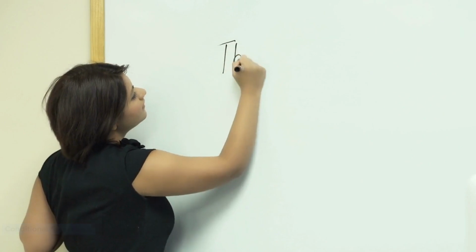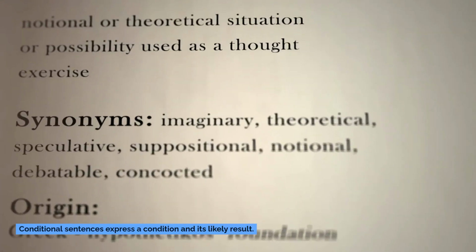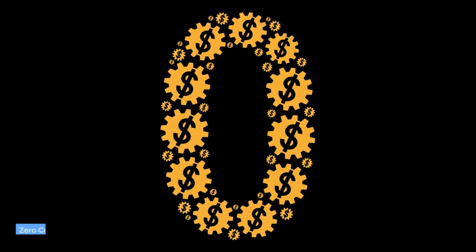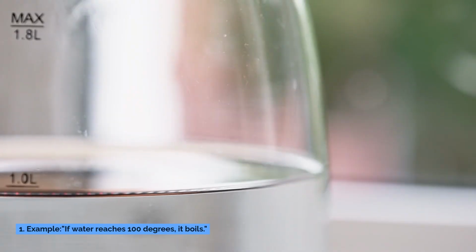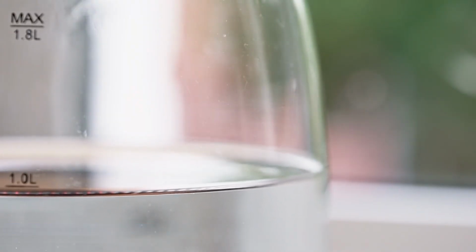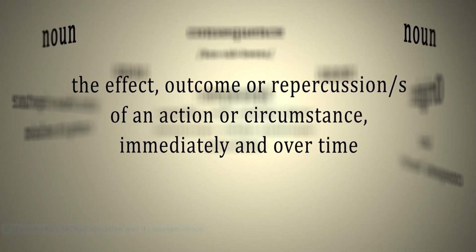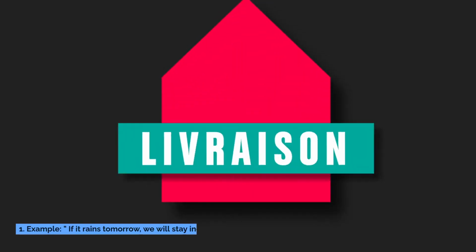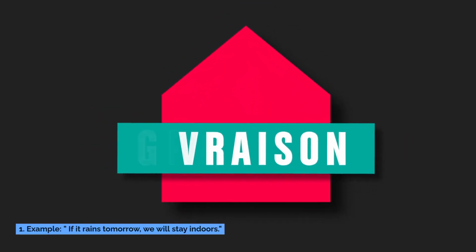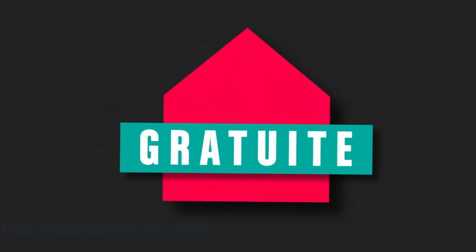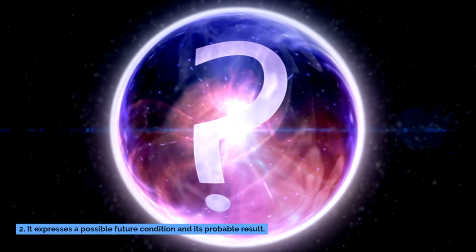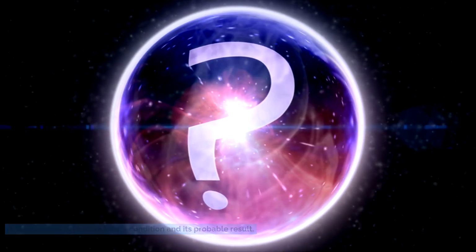Conditional sentences. Conditional sentences express a condition and its likely result. Zero conditional. 1. Example, if water reaches 100 degrees, it boils. 2. It presents a factual situation and its consequence. First conditional. 1. Example, if it rains tomorrow, we will stay indoors. 2. It expresses a possible future condition and its probable result.